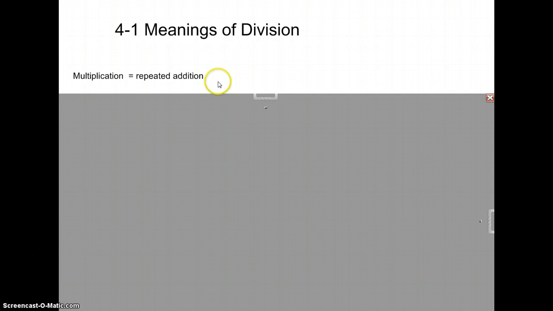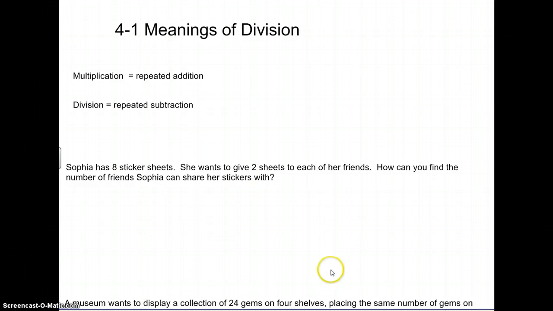Multiplication, we have learned, means repeated addition. What we mean by that when we say multiplication is repeated addition, 3 plus 3 plus 3 plus 3 is the same as saying, you know what, I have 4 3s. So that shows 4 times 3. So I have 4 number 3s. It's the same thing, it's repeated addition.